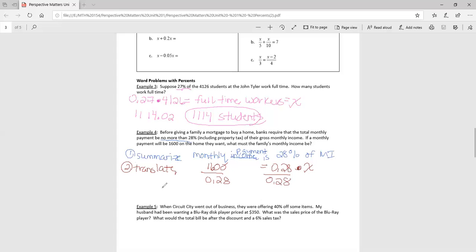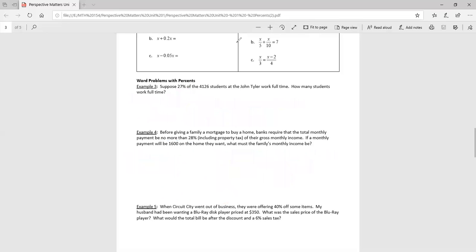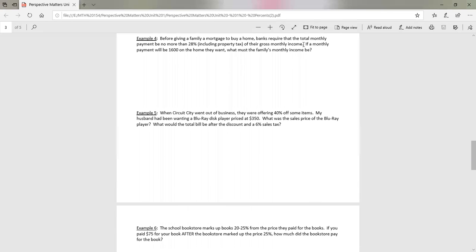Okay. So what that gives us is that your monthly income is somewhere in the ballpark, because it's money, of 2 decimals, somewhere out of $5,714.29. All right, if you want to pause a minute, go ahead and try number 5. And I am going to clear this. Okay, give you a second to read it.